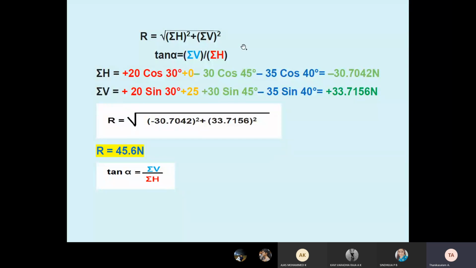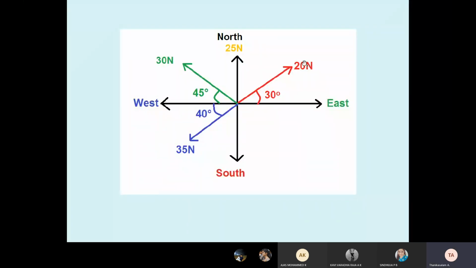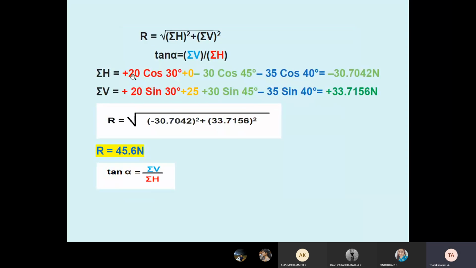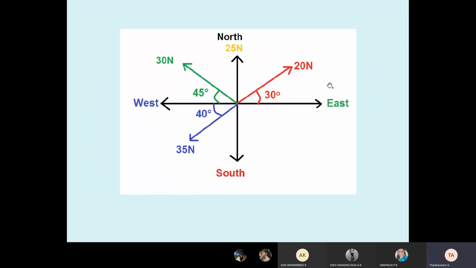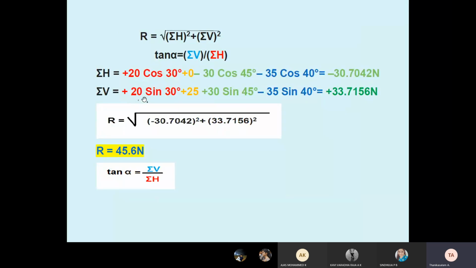Now resolve the forces. For more than two forces, we have a formula. The 20 Newton is inclined in the first quadrant. What is the x component? Plus 20 cos 30. I have written plus 20 cos 30. See the different color for each of the four forces. What is the y component? Plus 20 sin 30. See here below, I have written the horizontal and vertical components of each force in parallel.